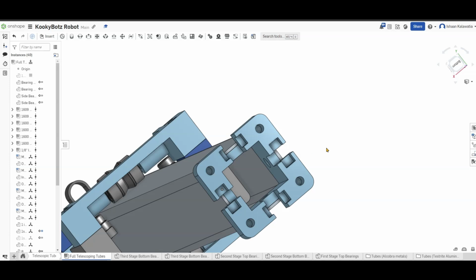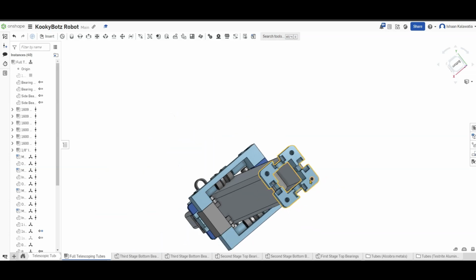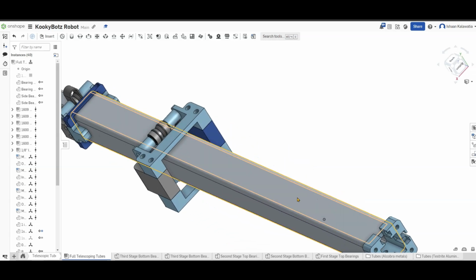And what allows these bearings and pulleys to move are some 10mm metal dowel pins, and they slot right into these grooves on the sides. And then when we add the cap back on, it stops everything from falling out.